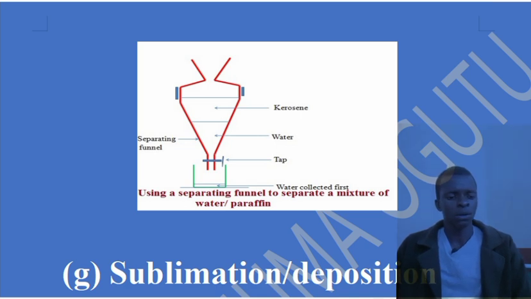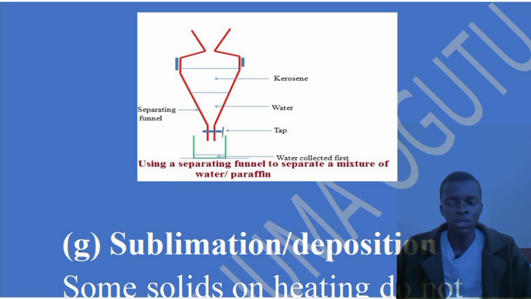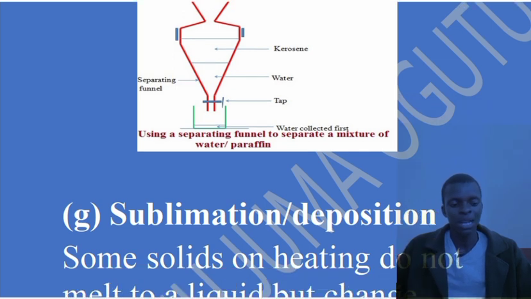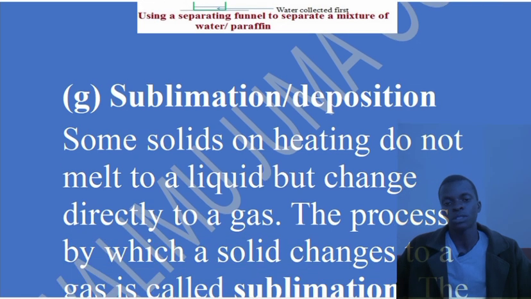Another method of separation is sublimation or deposition. Some solids on heating do not melt to a liquid, but change directly to a gas. The process by which a solid changes directly to a gas is called sublimation. The gas cools and changes back to a solid. The process by which a gas changes to a solid is called deposition.